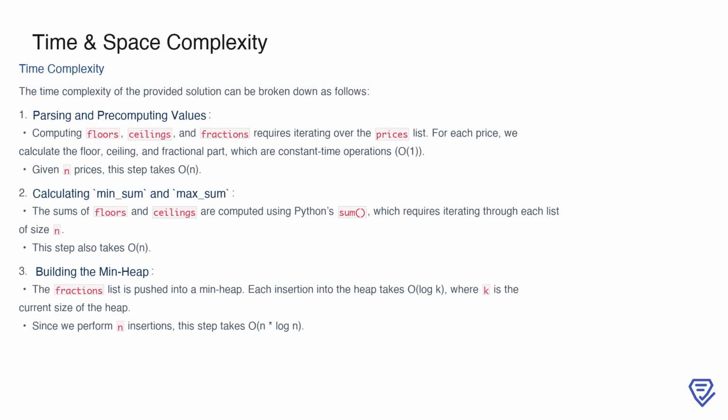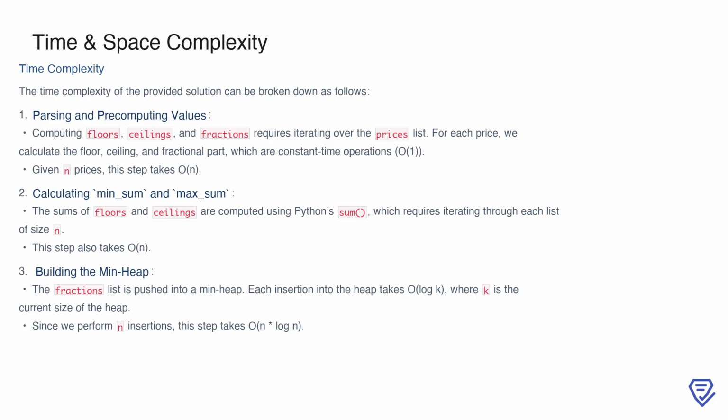To analyze the time complexity of this solution, we start with parsing and pre-computing values. Here, we iterate over the list of prices to compute the floor, ceiling, and fractional part for each price. Since these calculations are done in constant time for each price, and there are n prices, this step takes O(n) time. Next, we calculate the sums of the floors and ceilings using Python's built-in sum function, which also iterates through the list of size n and thus requires O(n) time.